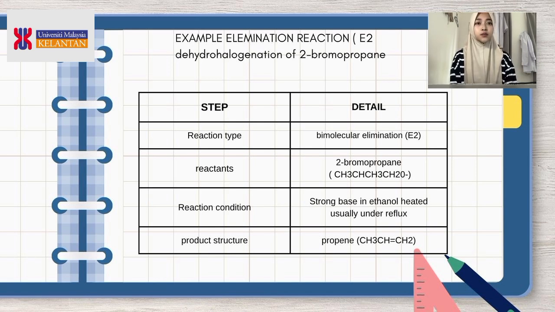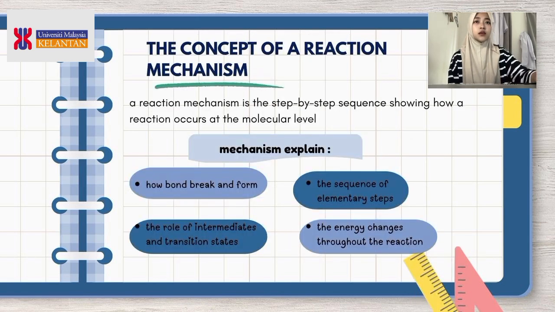The product structure is propene. The concept of a reaction mechanism is the step-by-step sequence showing how a reaction occurs at the molecular level. Mechanism explains how bonds break and form, the role of intermediates and transition states, the sequence of elementary steps, and lastly the energy change throughout the reaction.